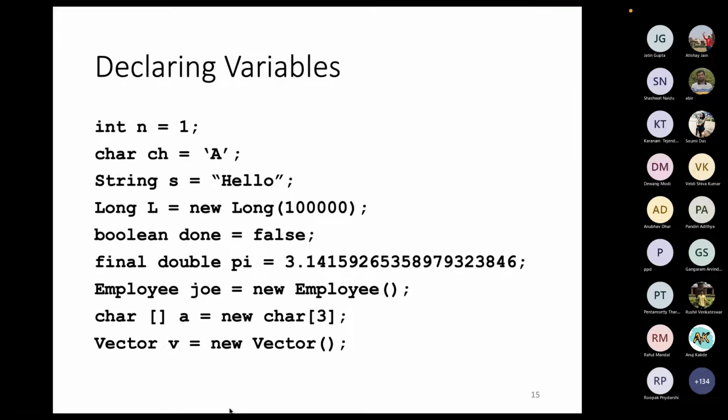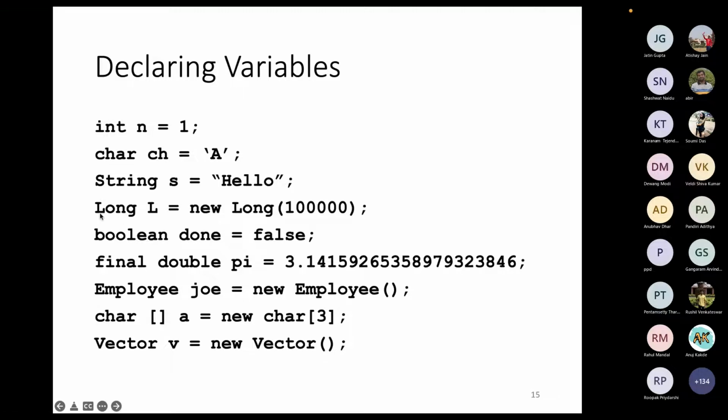Okay, and again, I have told you about the types of variables. You can declare and define variables in pretty much the same fashion as you can in C. So here you are declaring an integer, here you are declaring a character, and strings you have already seen.